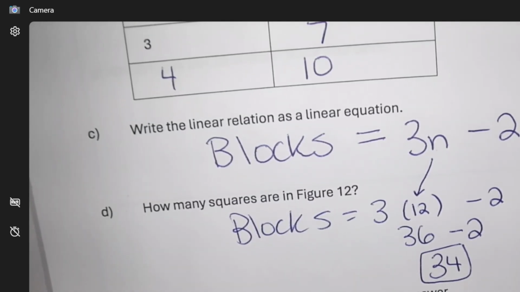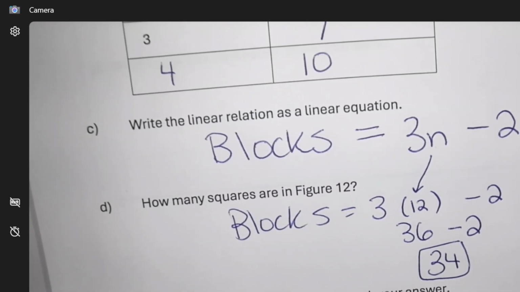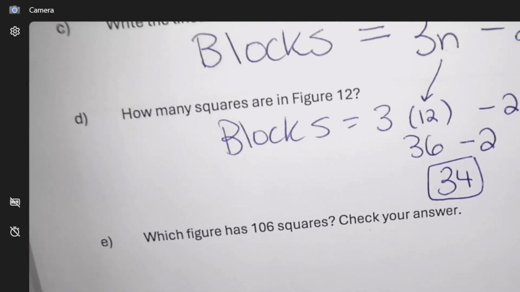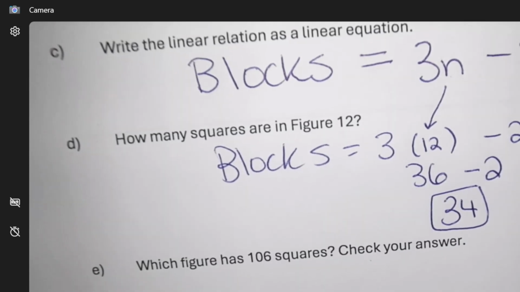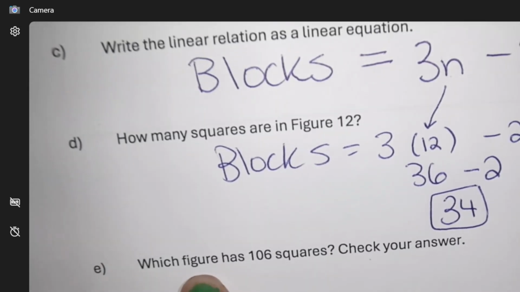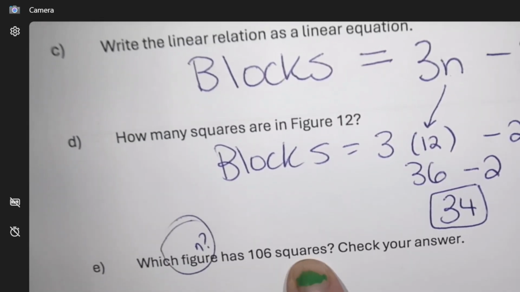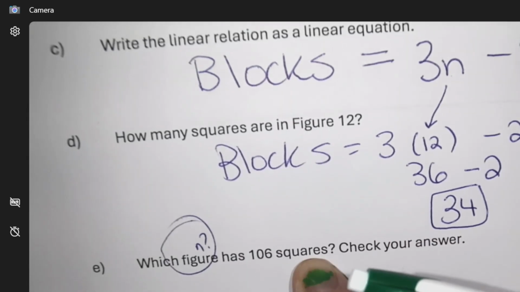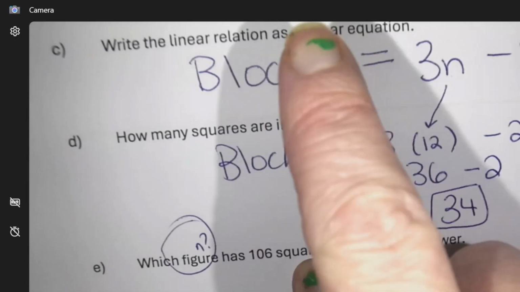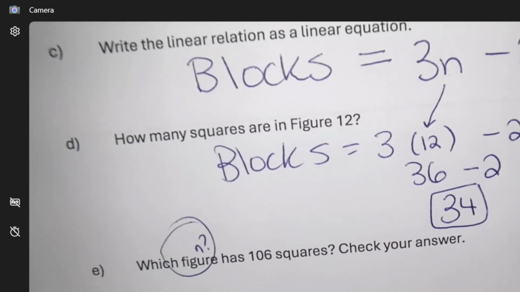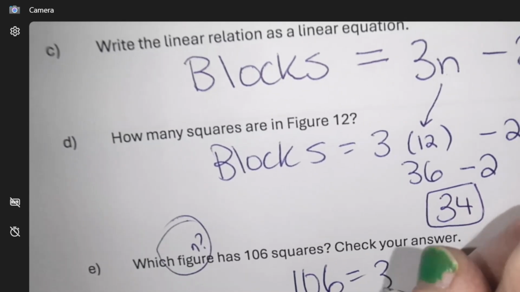Okay, and this bottom one is a little bit trickier. I have 106 blocks. So I'm trying to figure out the n number this time, right? Which figure? So that's the n. I'm trying to figure out the n, and I'm told I have 106 blocks. So what should I do with this formula? Where do you want to put 106? For the blocks. So I'm going to take the formula that I had and I'm going to replace blocks.